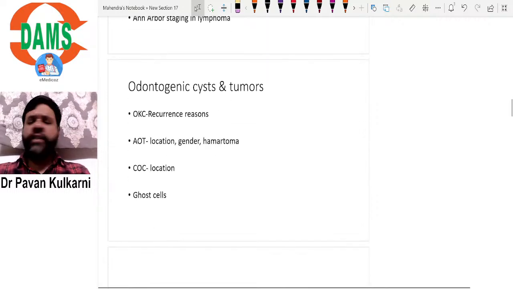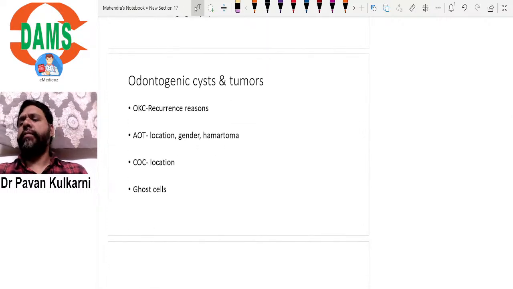Moving on to odontogenic cysts and tumors. What are we supposed to know about this? Mainly about the OKC. Frequently questions come on OKC. What is the recurrence rate? Very high recurrence rate, a grade. But how much? 13 to 30%.